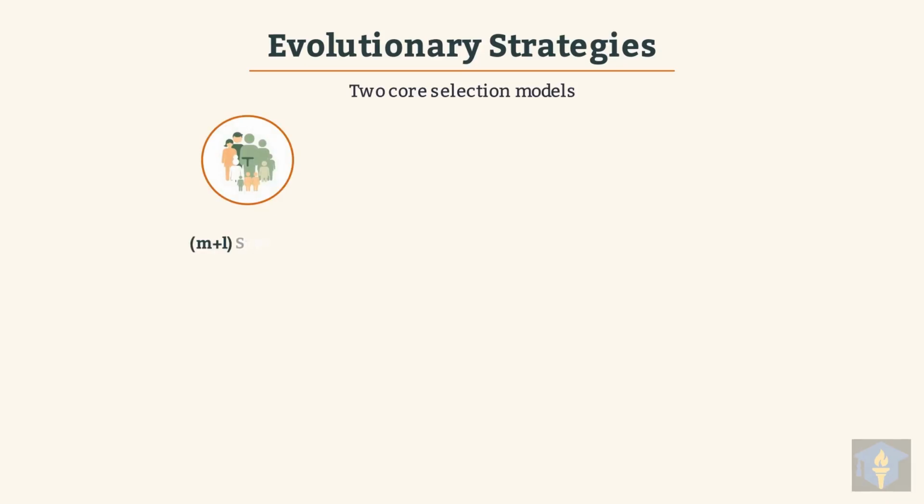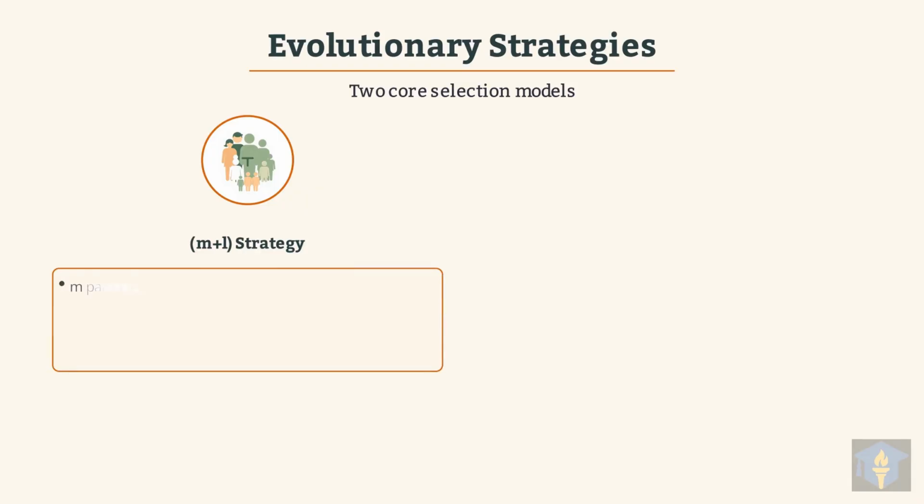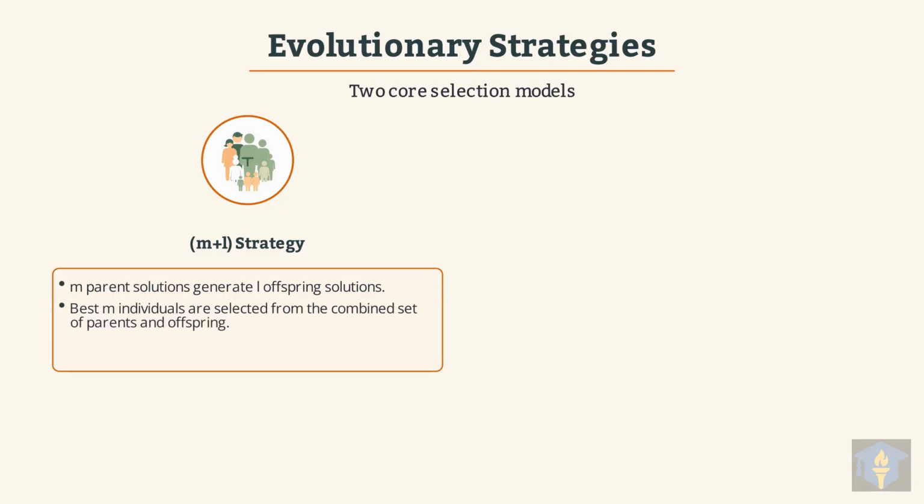First, let's look at the mu plus lambda strategy, a fundamental approach in evolutionary algorithms. Here, mu parent solutions produce lambda offspring, expanding our pool of potential solutions. Then, the best mu individuals are chosen from both parents and offspring to form the next generation.